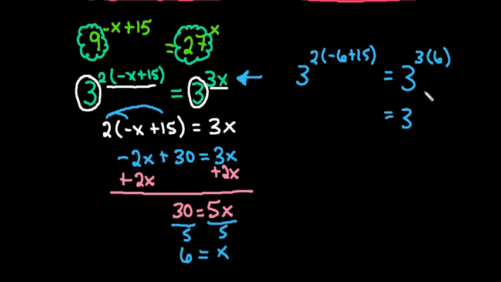Okay, so this gives me 3 to the 18th power. Like I said, this is a very large number, so you can't do this without a calculator. Negative 6 plus 15 would give me 9. And so I would have 2 times 9, and we can see that 2 times 9 does give us 18, so we know that these are equivalent expressions.